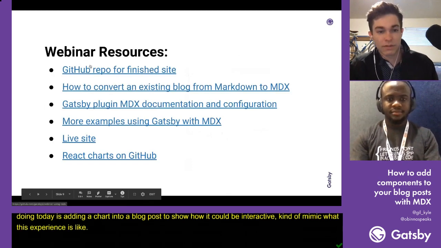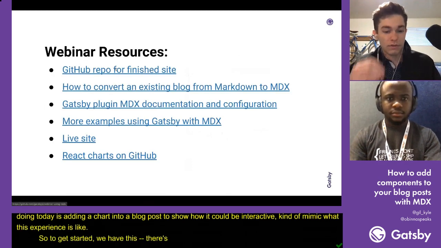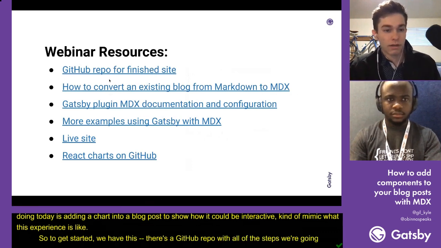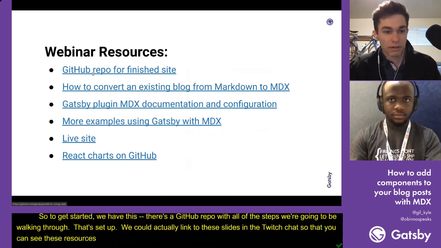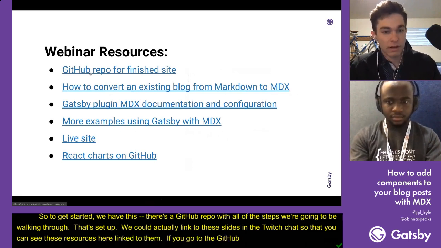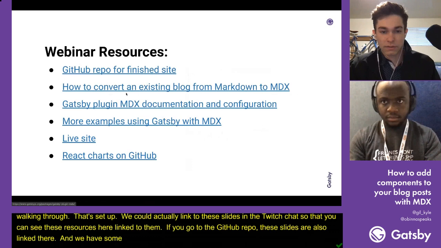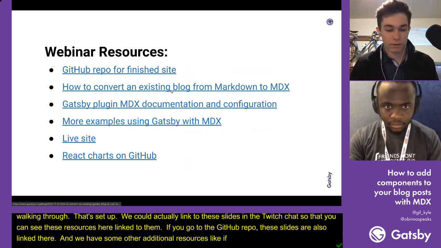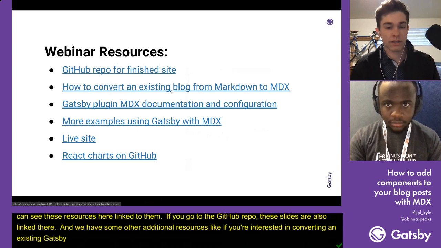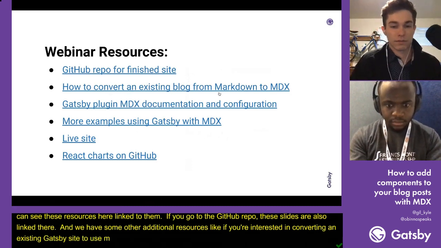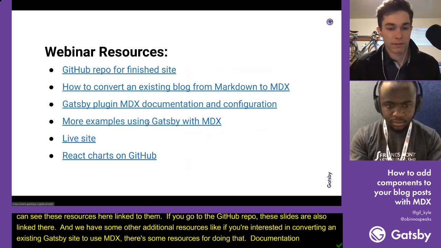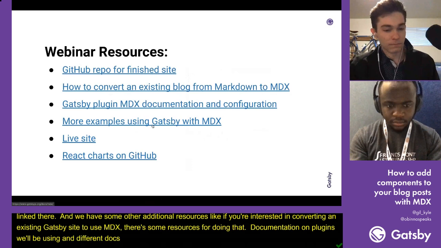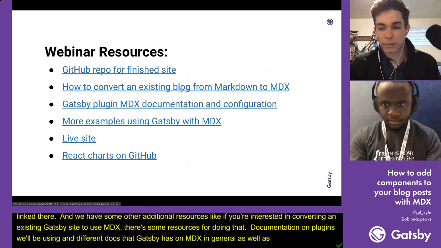So to get started, there's a GitHub repo with all of the steps we're going to be walking through that's set up. We could actually link to these slides in the Twitch chat so that you can see these resources. If you go to the GitHub repo, these slides are also linked there. And we have some other additional resources, like if you're interested in converting an existing Gatsby site to use MDX, and right now you're using Markdown, there's some resources for doing that. Documentation on plugins we'll be using, and different docs that Gatsby has on MDX in general, as well as the live site and other stuff we'll be working with.